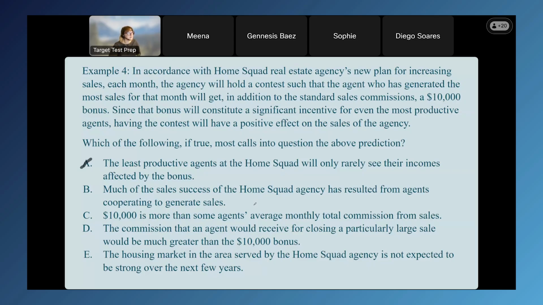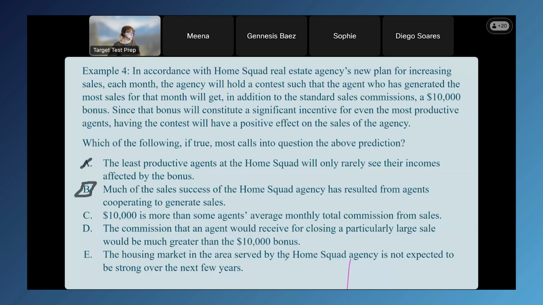B, much of the sales success of the Home Squad agency has resulted from agents cooperating to generate sales. If only the person that does the most sales gets the money, then such a bonus structure might discourage cooperation and end up leading to fewer sales overall. This is an example of weakening an argument by showing that a plan has unintended consequences, or could have unintended consequences, that undercut the goal of the plan. So that one's pretty good.